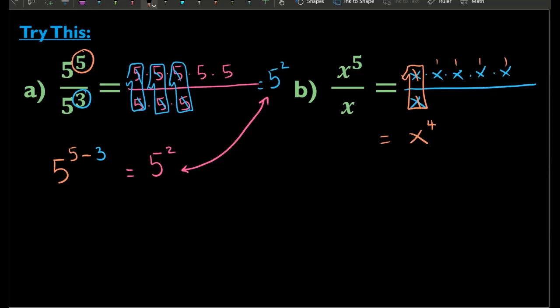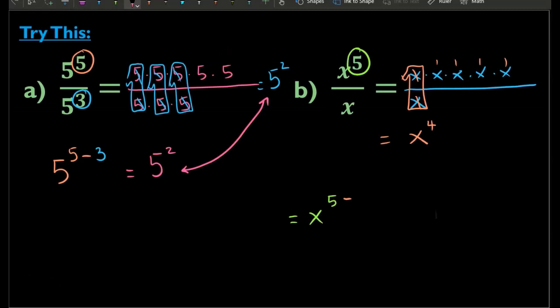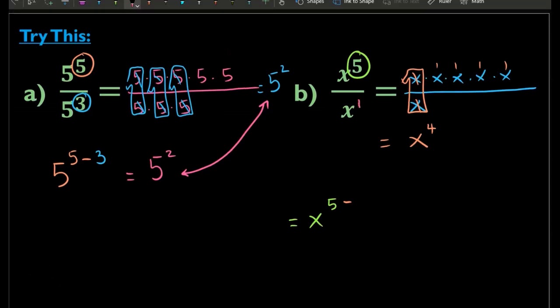Now if we go the short way, we have x raised to the 5th power minus... the denominator doesn't have a power. The x at the denominator doesn't have a power, so all we have to do is put 1. So that will be 5 minus 1, which gives you x to the 4th power, and it matches our answer.